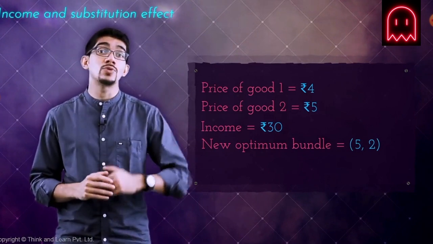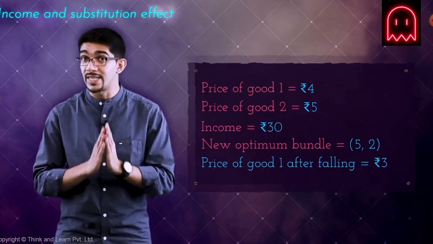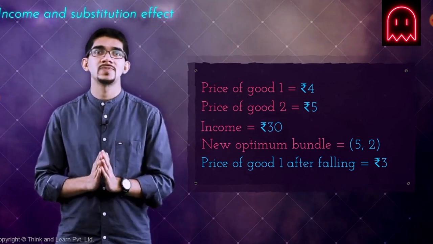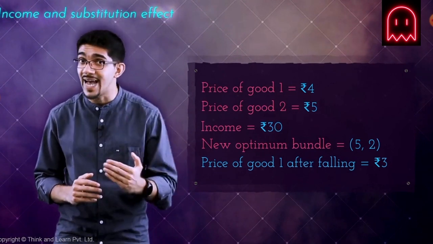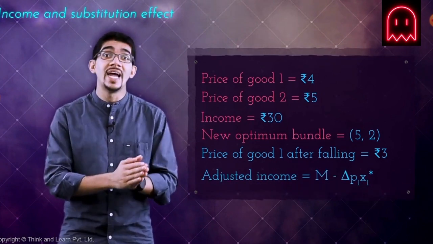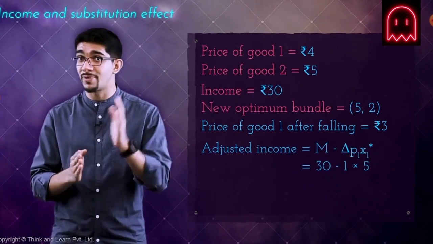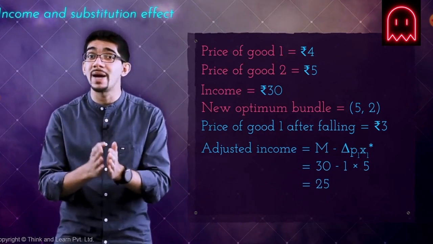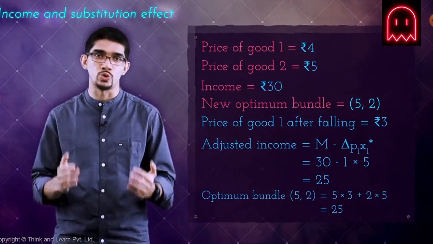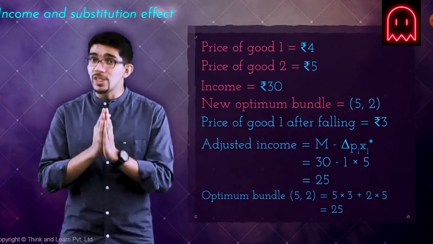Now suppose the price of good 1 falls to rupees 3. That is a price change of 1. After this fall in price, if the consumer's income is adjusted as in the algebra we saw earlier and reduced by rupees 5, which is 5 into 1, she would be in a position to just buy the new bundle (5,2). Now note two things here.